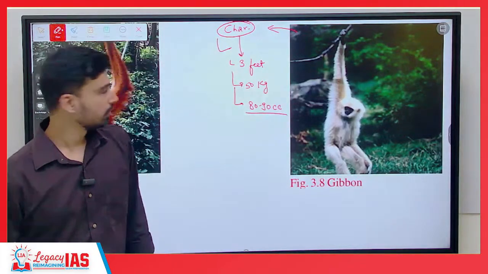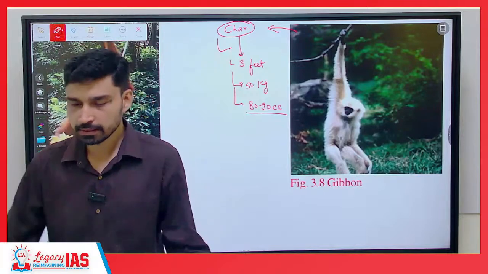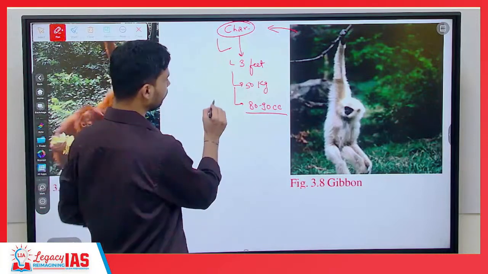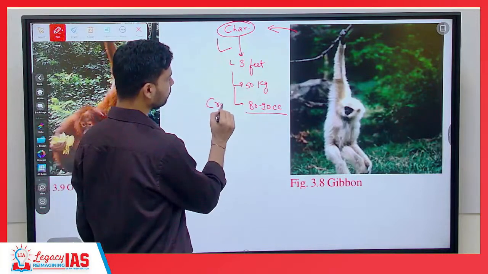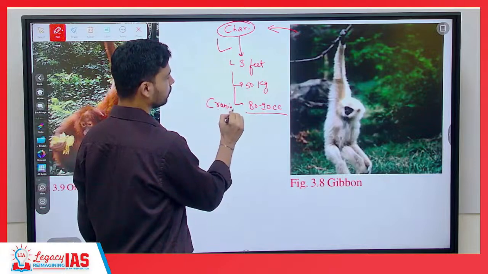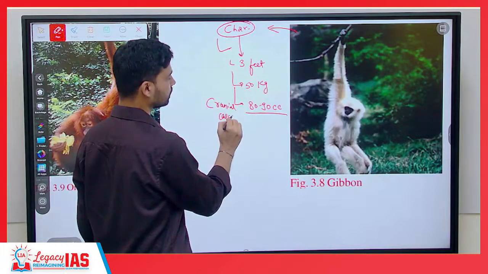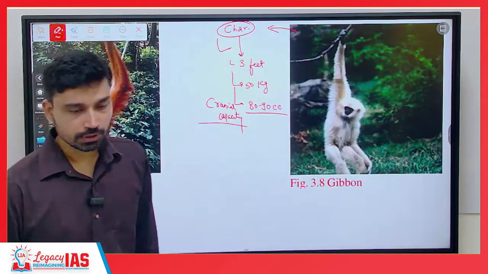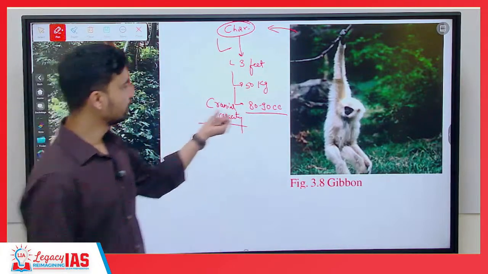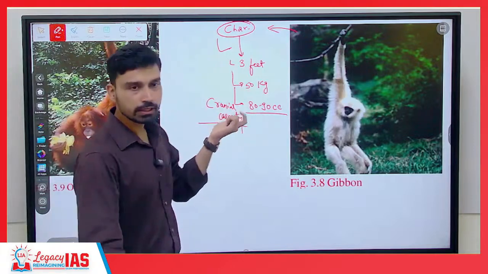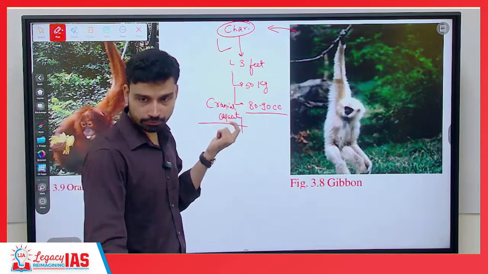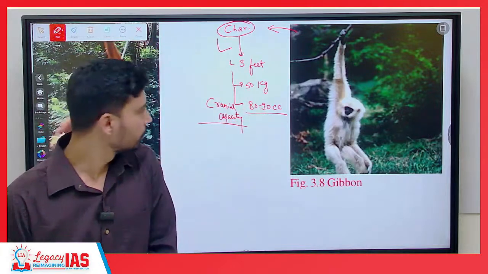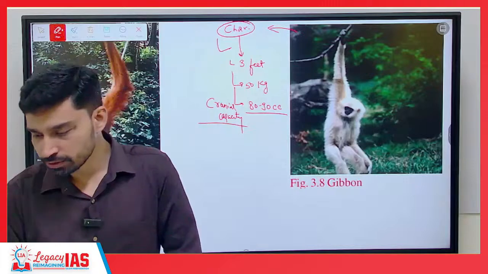Next is the 80 to 90 cubic centimeter. That is the cranial capacity, as you call it, the inside volume of the brain. Cranial capacity is very, very small if you compare with humans. In human, the average cranial capacity is 1450 cc. So as compared to them, it is only how much? 80 to 90 cc.